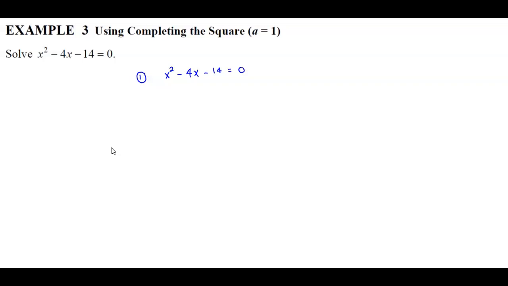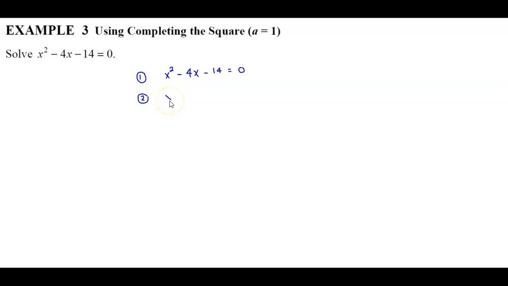Now, the leading coefficient is a 1, okay? Because it's a 1 and we divide every term by 1, it doesn't change anything in our problem. But we always need to make sure that 1 is in the leading coefficient, okay? Step number 2, what we're going to do is write this by keeping the variable terms on the left side of the equation and then bringing the constant term on the right side of the equation.